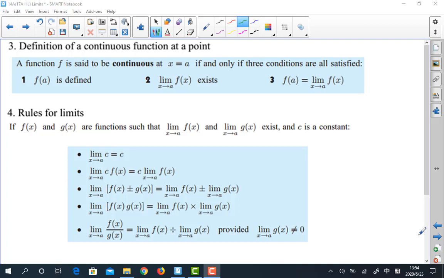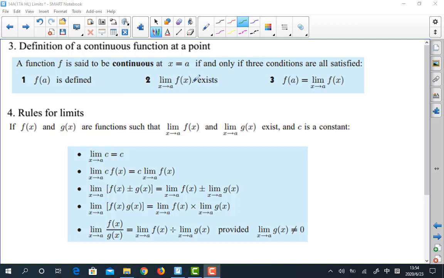What is the definition for a continuous function at a point then? Let's look at this definition. A function f is said to be continuous at x equals a if and only if three conditions are all satisfied. The first condition is f of a is defined.